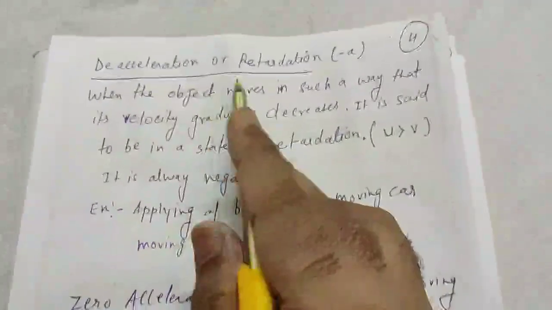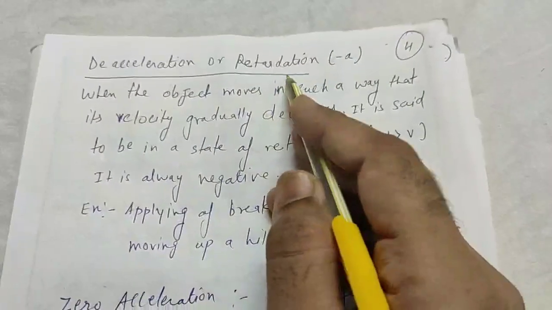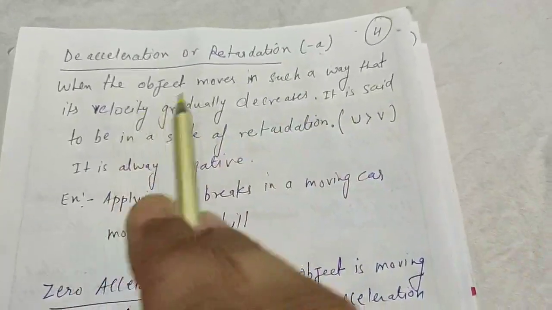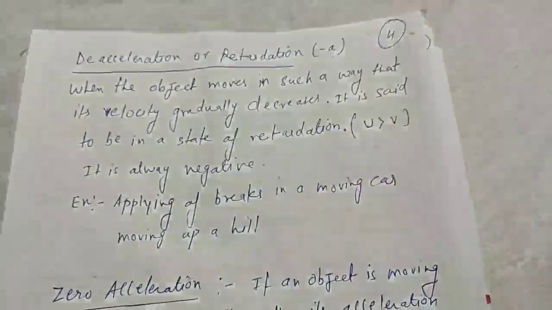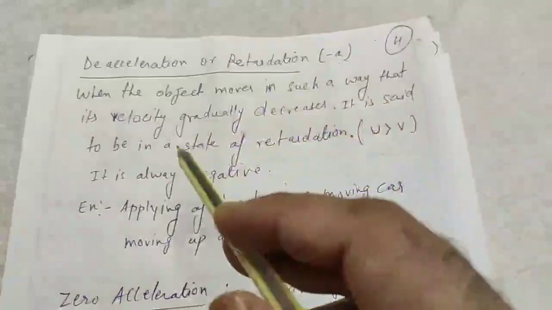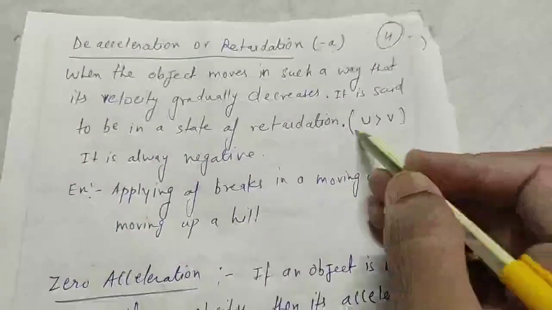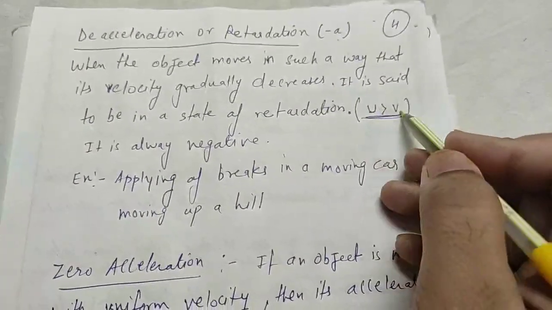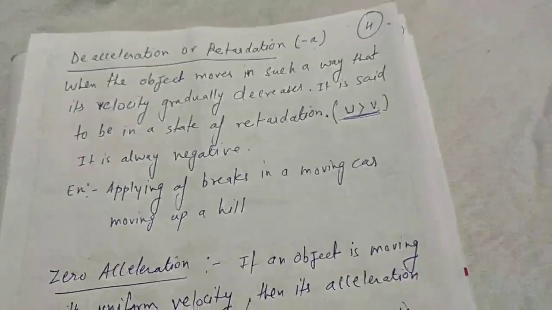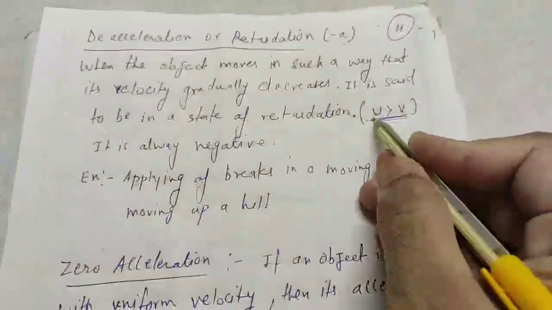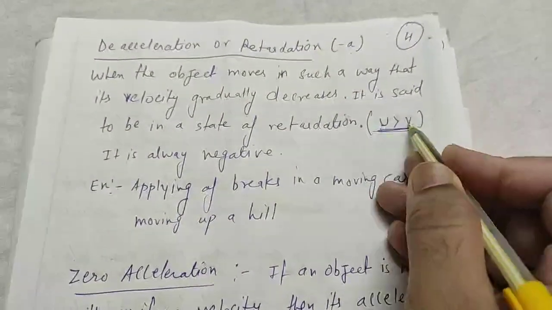The opposite of accelerated motion is deceleration. Deceleration obviously means a decrease in velocity, the retardation, which can be represented by the symbol -a. The definition: when an object moves in such a way that its velocity gradually decreases, then the object is said to be in a state of retardation. In that case, the initial velocity will be more than the final velocity, because initially the speed is, suppose, 20, but after 2 seconds the speed is 15. That means the speed decreases.